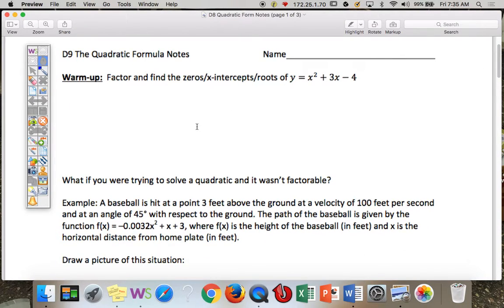Today we're going to look at something called the quadratic formula. So first, let's start with the warm-up. Factor and find the zeros, or the x-intercepts or roots, of y equals x squared plus 3x minus 4.